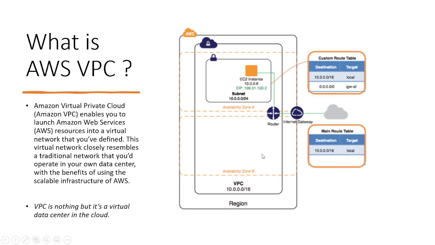So see, this is the region, okay? This is the AWS infrastructure, wherein you have a region, you have multiple availability zones. So here we have defined a subnet wherein an EC2 instance is there. And this is the internet gateway. I will explain you all these components in detail in next slides. But this is how the VPC looks. So these are different components of a VPC. And these are the route tables for it.